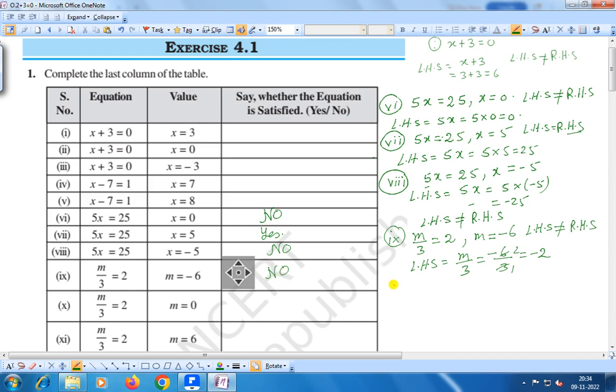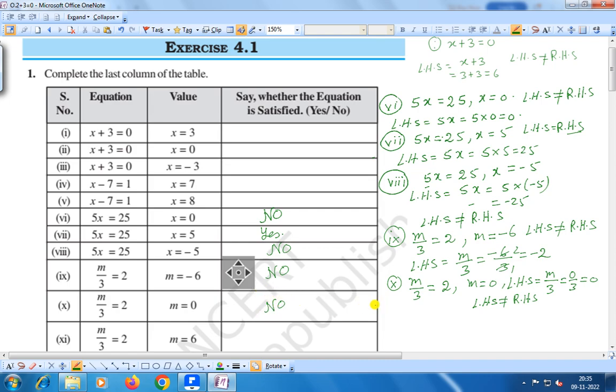Now question number 10. Question number 10 is m by 3 is equal to 2, where m is equal to 0. Left hand side is equal to m by 3, and the value of m is 0. Therefore, 0 by 3 is equal to 0, and right hand side is 2. Therefore, left hand side is not equal to right hand side. Therefore, it doesn't satisfy the equation, and the answer is no.